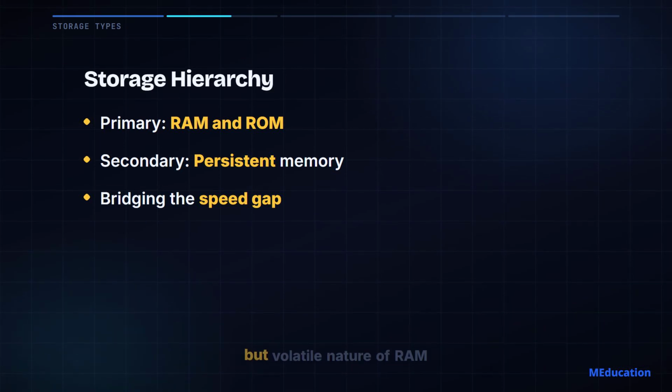You will compare the lightning-fast but volatile nature of RAM with the permanent but much slower capacity of a hard drive. Understanding this speed gap and how the system manages the flow of data between these two types of storage is a massive part of your hardware theory.